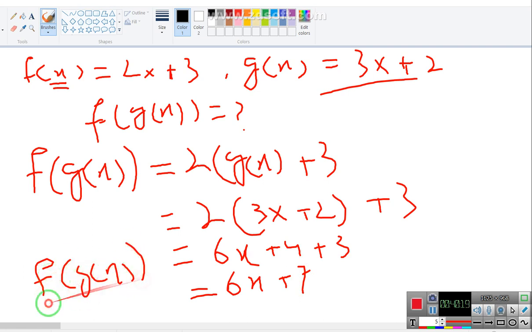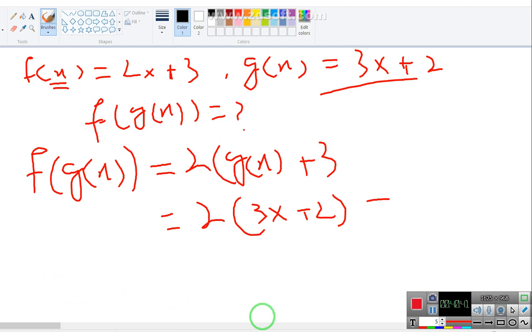This is a simple method for finding a composite function. If you put x is equal to 1, your f of g will be equal to 6 multiplied by 1, which is 6, plus 7, so your value will be 13. So f of g of x will be 13 for the value of 1.